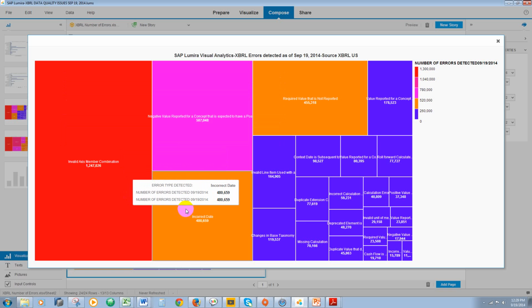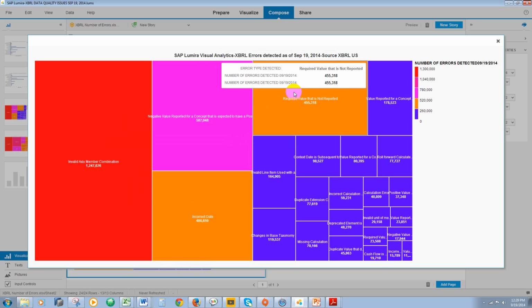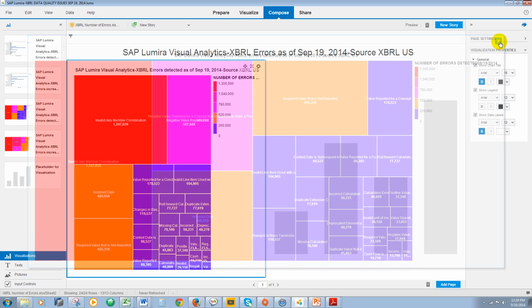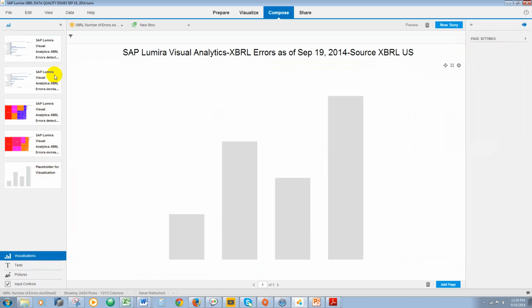And then we have incorrect date, which stands at 480,659. So that is affecting the accuracy of the XBRL data. And then we have required value that is not reported, so that stands at 455,318. So this is affecting the completeness of the XBRL data. And now let us look at the same numbers from a different chart.